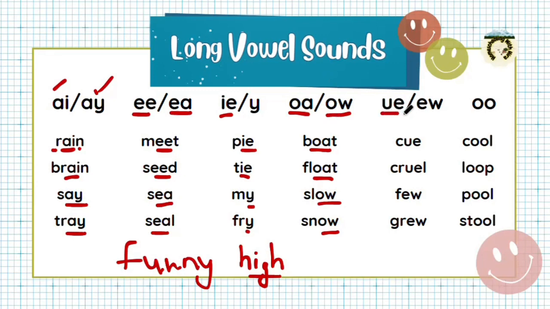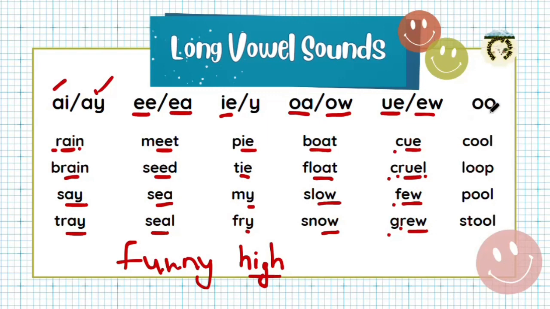Then we have U and U. U has two sounds, U and U. So UE and EW both can say the U and U sounds. For example, cue and cruel. Here U is saying the U sound. And this is not an exception. This is just another sound of letter U. You can say both sounds. Then we have few and grew.